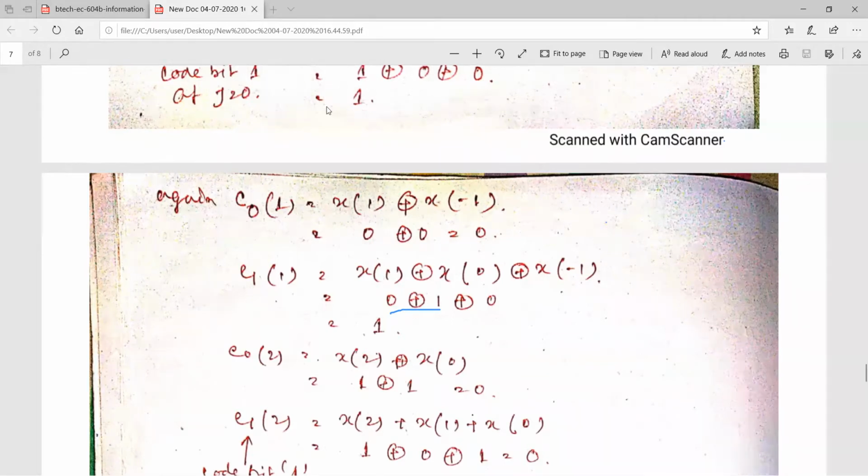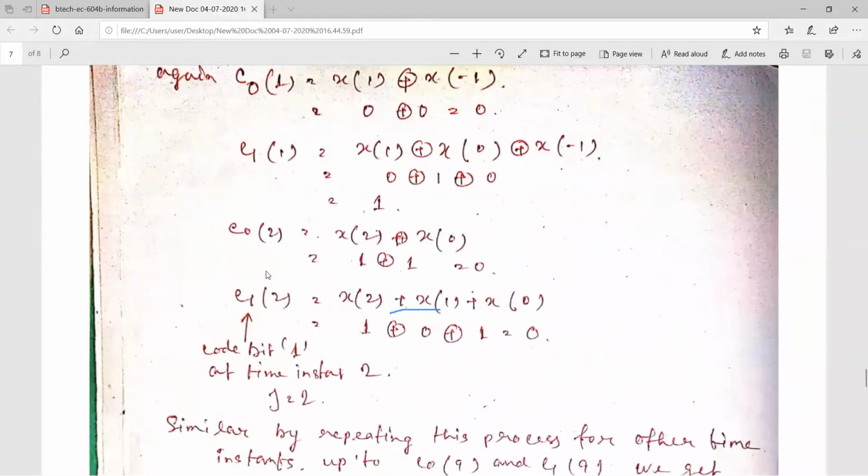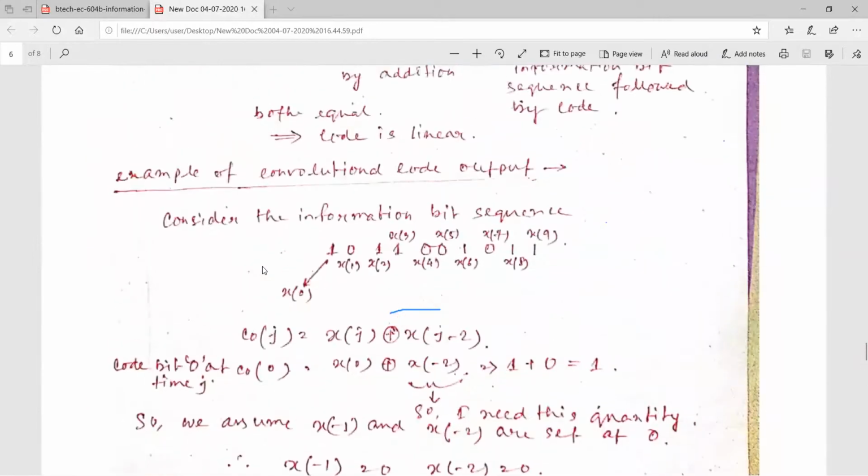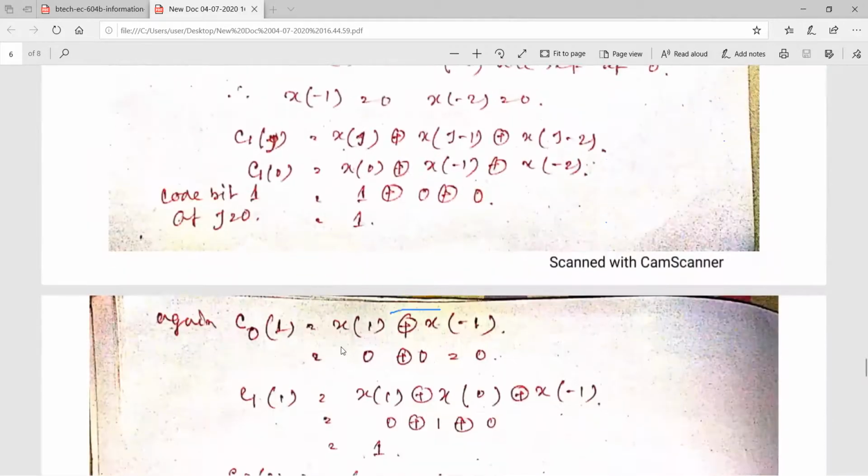So in this way, you just continue the same process up to C09 and C19, because you can get the information bit up to x9, so that's why you have to calculate up to C09 and C19.